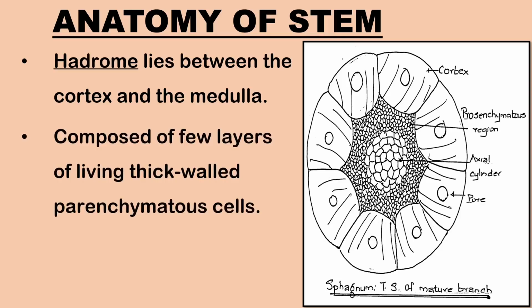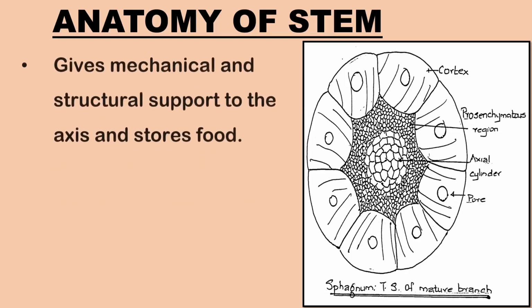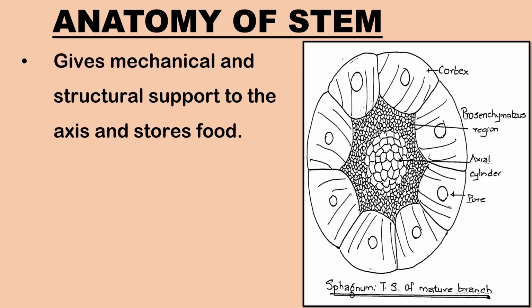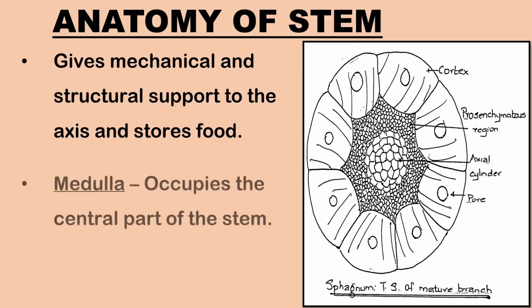The hadrome or prosenchymatous region lies between the cortex and the medulla. This region is composed of a few layers of living, thick-walled parenchymatous cells. The hadrome gives mechanical and structural support to the axis and stores food.